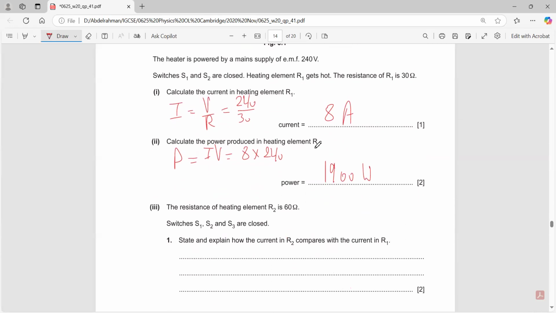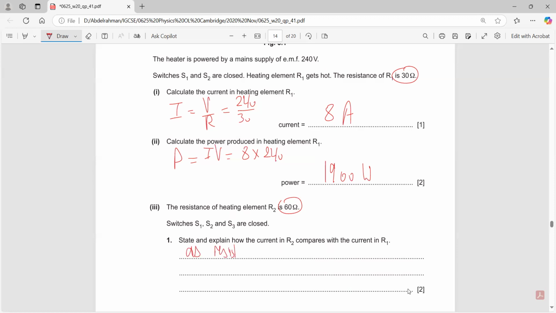The resistance of heating element R2 is 60 ohms. R1 was 30 ohms, R2 is 60 ohms, switches S1, S2, and S3 are closed. State and explain how the current in R2 compares to the current in R1. Well, this is easy. When you increase the resistance, what happens to the current? The current decreases. To be more accurate, it's half the value. So instead of being 8, it is 4 amperes.